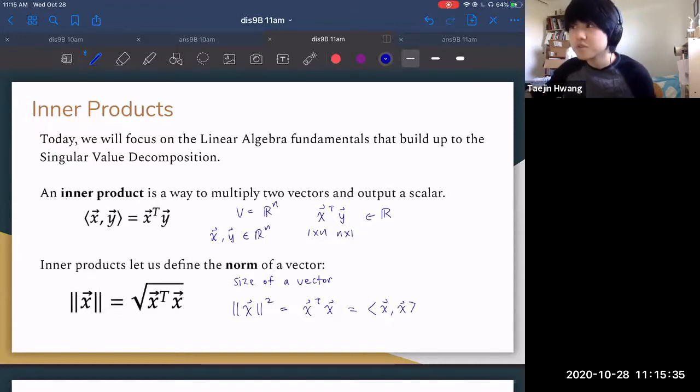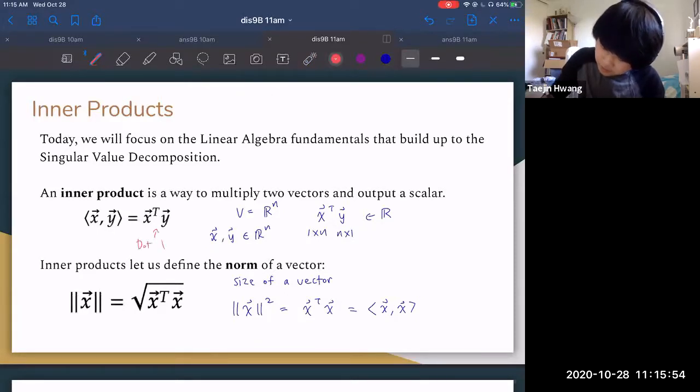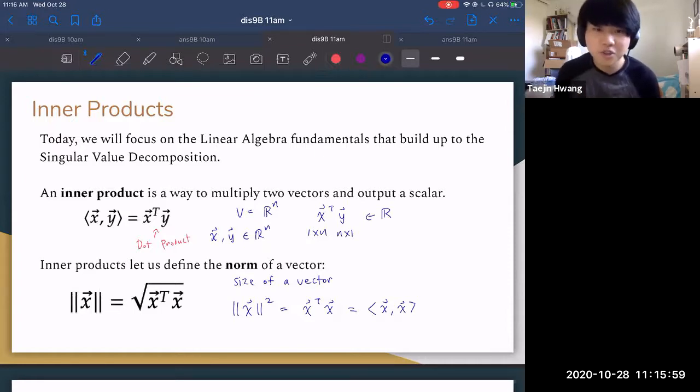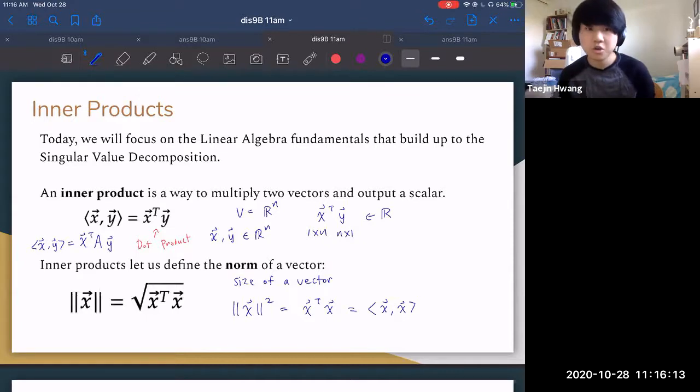One common question students have asked is, what is the difference between an inner product and a dot product? The dot product is just a special case of the inner product. So this inner product here, x transpose y, is actually the dot product. There are other ways to multiply vectors that we're not going to really look at in this class, but we could also say that the inner product can be x transpose A times y, where A is a matrix. So this is just another way to define an inner product.